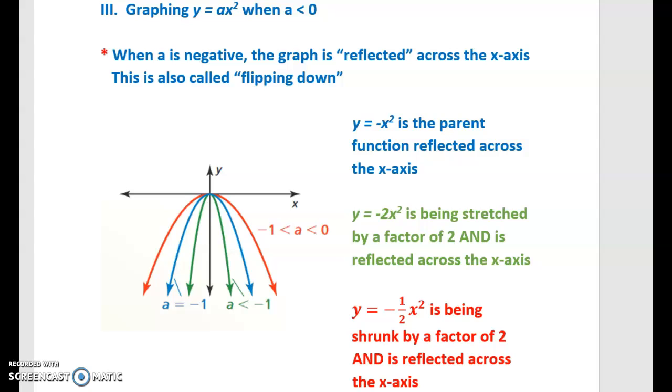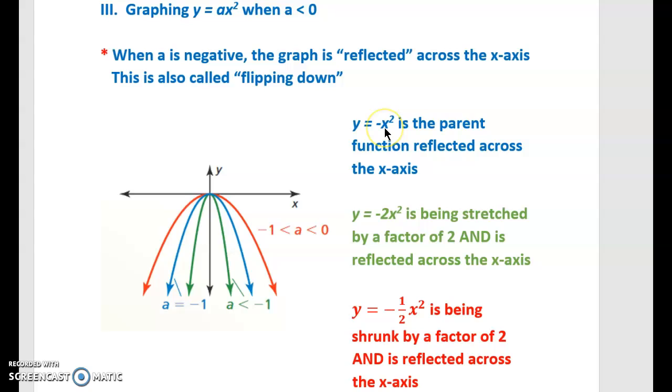So on this example, a is less than 0. So I put a little note on the top. When a is negative, so it's less than 0, the graph is reflected across the x-axis. I like to call that flipping down. So you might hear me say it's flipping down, but your book is going to say it's reflected across the x-axis. So in the blue this time, we just have negative x squared.